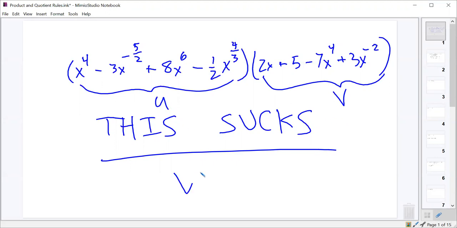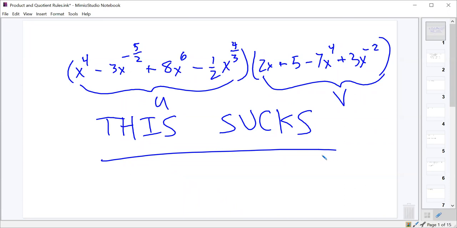When I used to write them like this, that was a u and that was a v, and it was very confusing to people. So I retrained myself to make a u and a v. So we're going to use lots of u's and v's today, and we're going to deal with this thing that sucks by using something called the product rule.